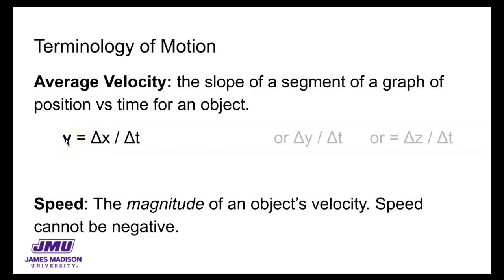So if average velocity is the slope of a segment of a graph of position versus time for an object, I can imagine a slope that's positive and a slope that's negative, and I can interpret that a positive slope of position versus time means that an object has a positive velocity. It means it's moving in one direction. But if it has a negative slope on the graph, that means it's moving in the other direction.